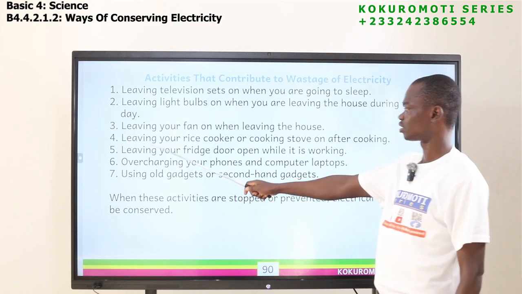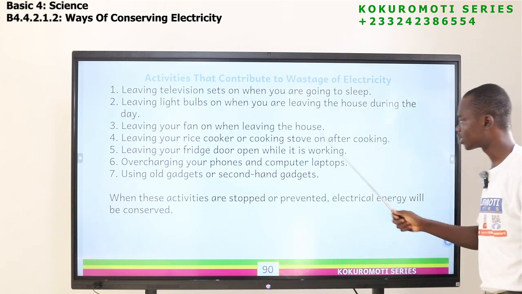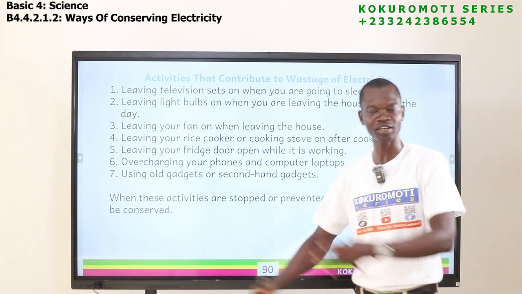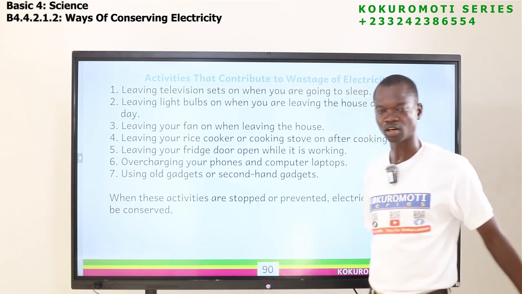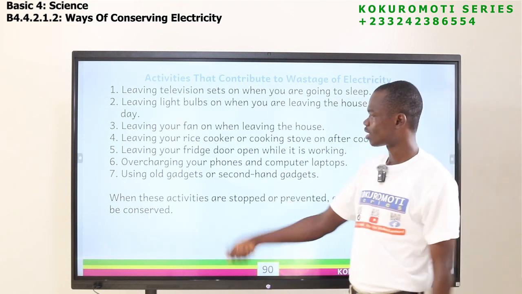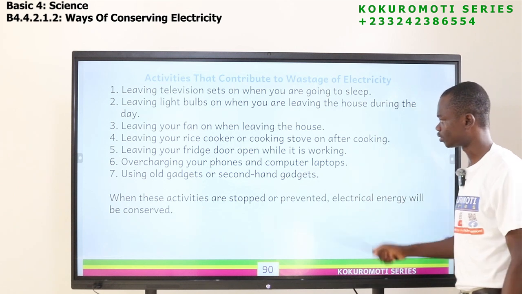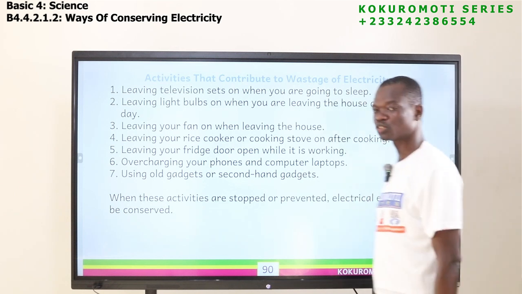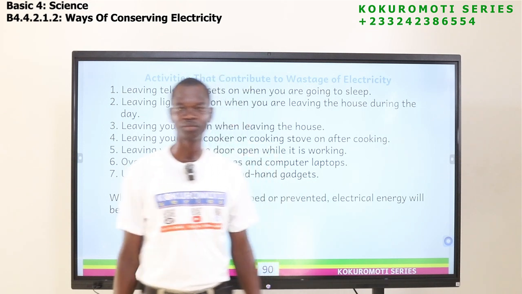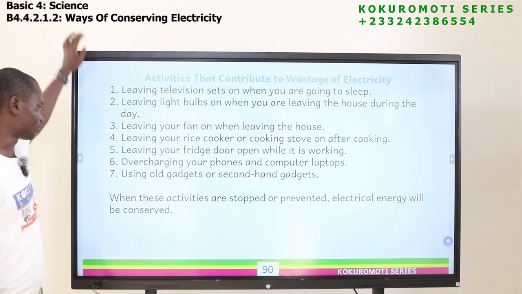Number 4, leaving your rice cooker or cooking stove on after cooking. So after you have finished cooking, you turn off the rice cooker or the stove. Otherwise, you waste energy. Number 5, leaving your fridge door open while it is working. If the fridge is on, you don't have to leave the door open. Make sure you close it. If you leave it open, it will waste energy.